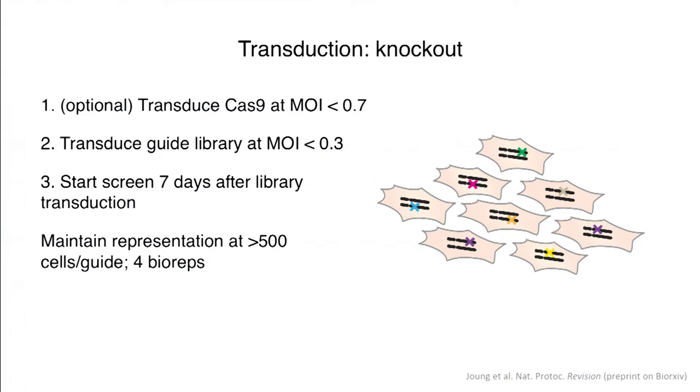So we recommend starting the screen 7 days after the library transduction. And throughout, and of course for the transduction, we recommend having a representation of over 500 cells per guide. And typically we do 4 bioreps. You can do anywhere from 2 to 4 bioreps, but it's very important to have bioreps because this will enable the screening analysis and let you sift through the noise in each screen.